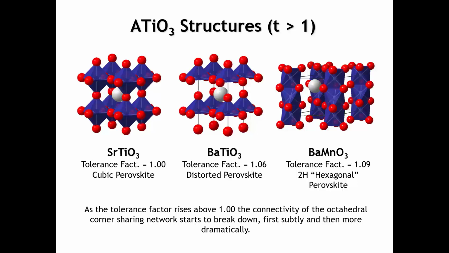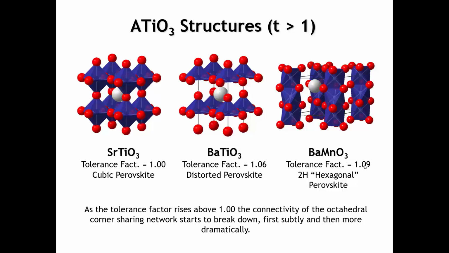This kind of distortion is important for ferroelectric materials; barium titanate is an archetypal ferroelectric material. It's also important for piezoelectric materials, and so many dielectric materials are based on these perovskites with a tolerance factor just a little bit larger than 1. In barium manganate, the tolerance factor is larger still, and now it's just too big to keep that corner-connected framework. So we go to something called a hexagonal perovskite, which has a very different connectivity.